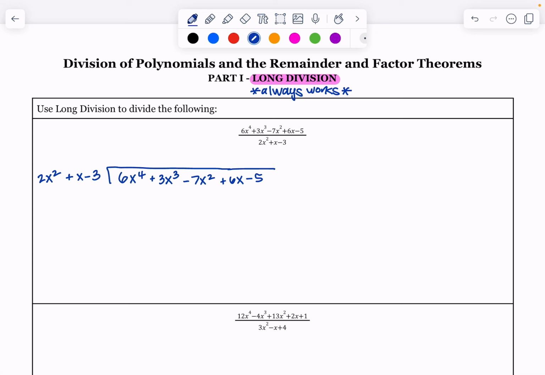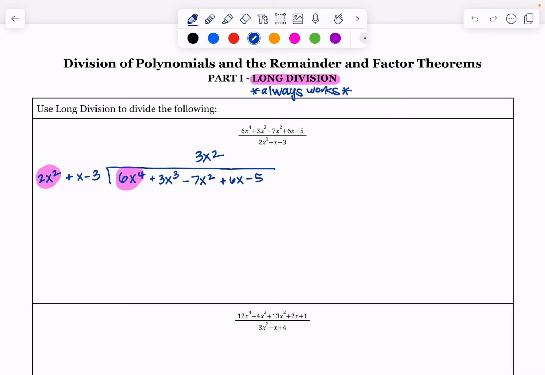Okay, so the first thing that we're going to do, and hopefully I have enough space, you have to write very, very tiny for this, is we are going to compare this first term, this leading term, with our divisor leading term. So we want to think, what could I multiply 2x squared by to get 6x to the fourth? And that would be 3x squared. The reason I'm putting it here is it helps me line up the squares with the squares, so I stay organized.